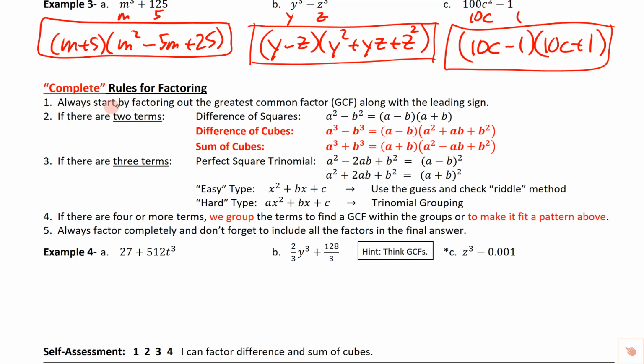So this one says the first rule is always take out the GCF. That's always going to make things easier. Keep track of the fact we want to take out the leading sign. If there are 2 terms, now we've got 3 formulas for this. It's either going to be a difference of squares, difference of cubes, or sum of cubes. And if there's 3 terms, it might be a perfect square trinomial. If you know those formulas, it makes it a lot easier, makes it much, much quicker to get the answer.